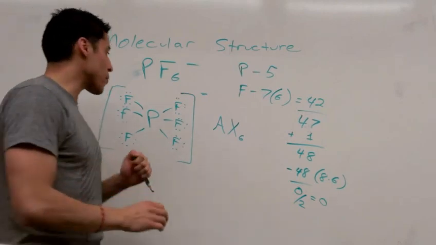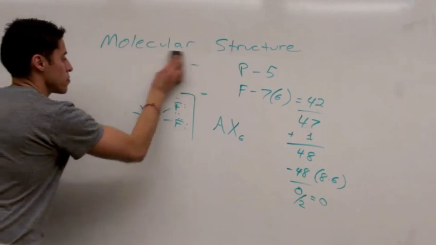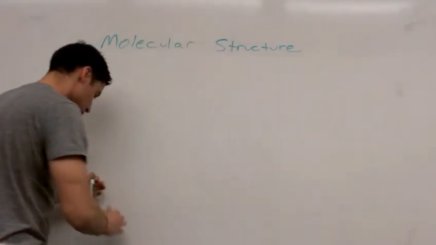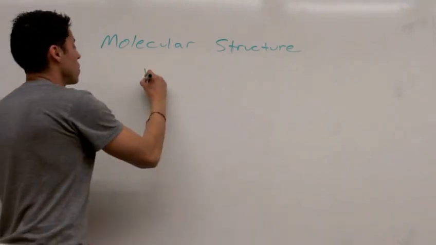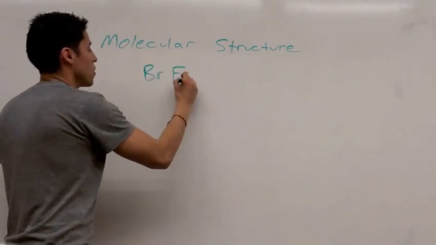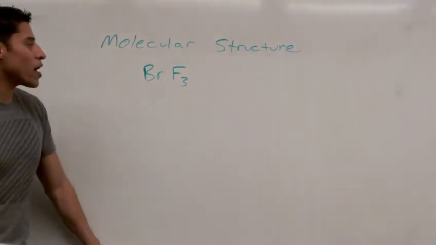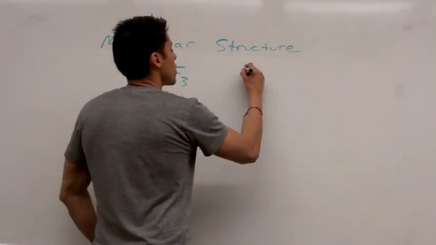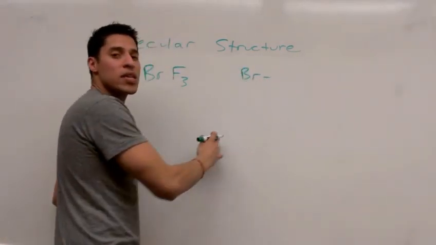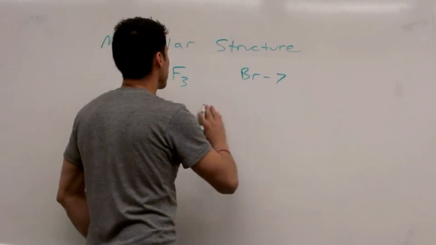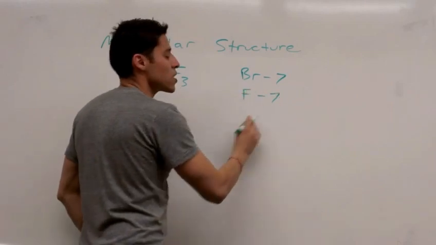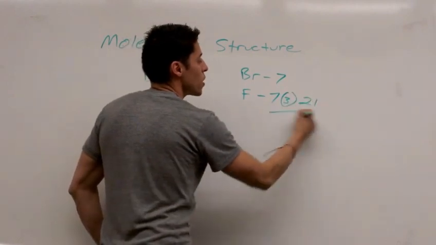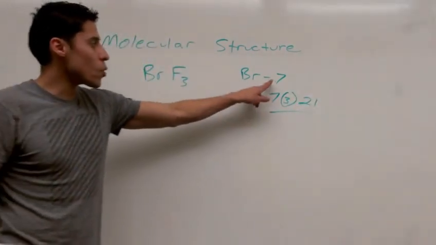All right, let's do one more example. All right, so here we have bromine trifluoride. Same thing. Determine the number of valence electrons. Bromine is in the 7A group number, so it's going to have 7 valence electrons. The fluorine is also in the 7A group number, so it's going to have 7 valence electrons. There's 3 of them, so we're going to multiply, giving us a total of 21. We're going to add them together.